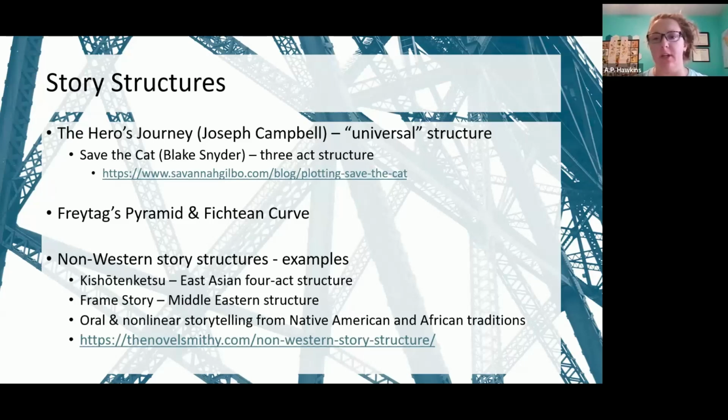And then in Native American and African traditions, you generally get oral and nonlinear storytelling styles. Again, these cultures are not monoliths, and it varies based on the specific culture you're looking at, whether a specific Native American culture or a specific African culture. But in general, they have some common patterns, like oral storytelling, nonlinear storytelling, collaborative storytelling, and things like that.